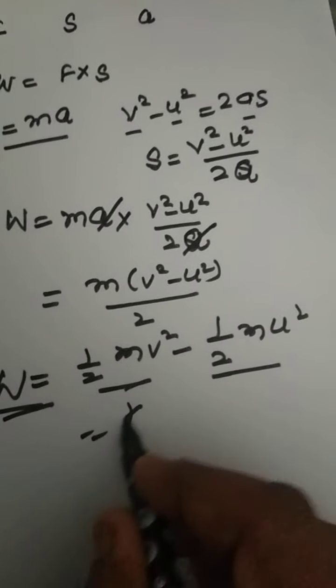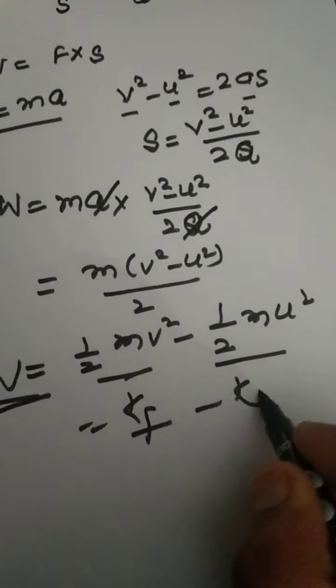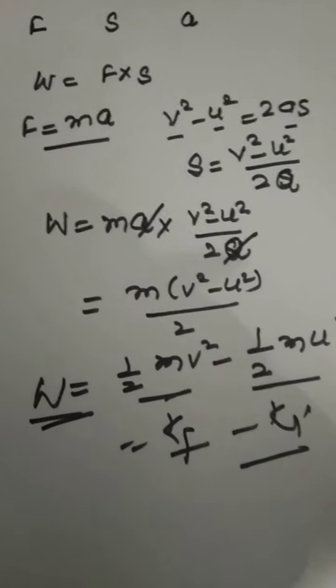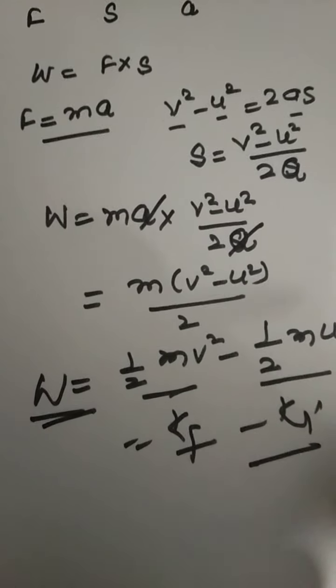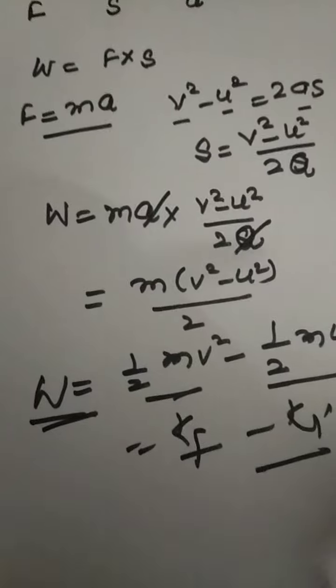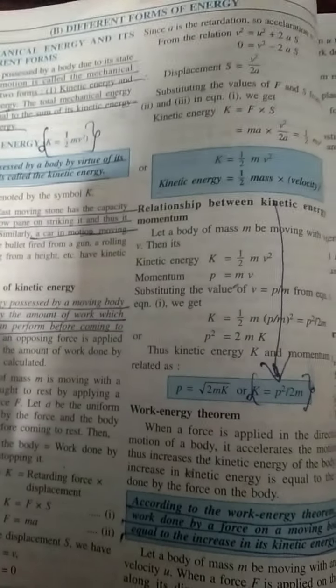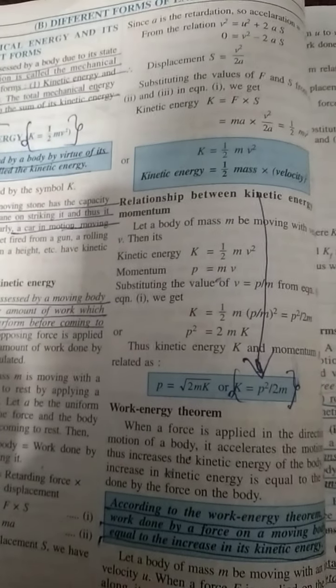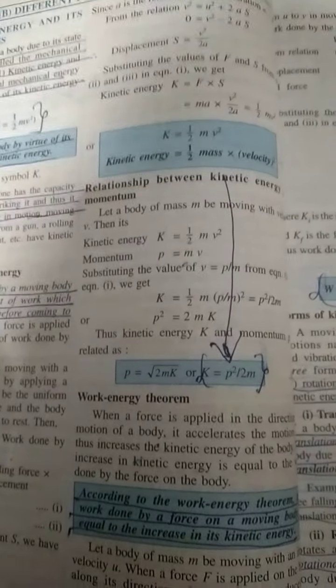You can say this is the final kinetic energy, and this is the initial kinetic energy. Like this you can prove the work energy theorem, which is important for the board exam also. So students, like this we have discussed all the forms of kinetic energy, proof of kinetic energy, the relation between kinetic energy and momentum, and the work energy theorem.